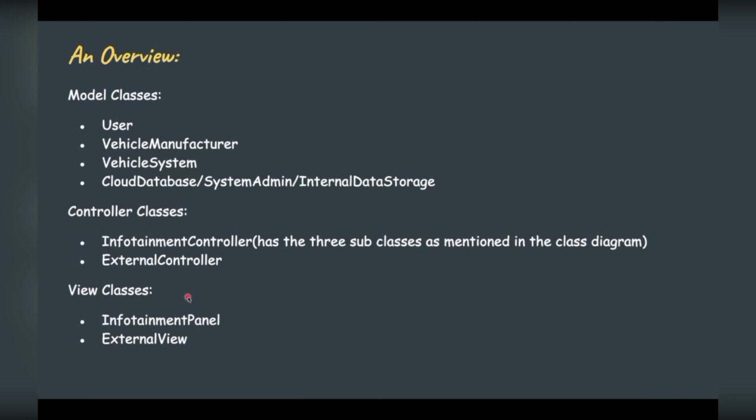Lastly, we have 2 superclasses in the view classification: the infotainment panel and external view classes, concerned with displaying the details on the infotainment screen, which is our local environment, and the external environment respectively. A detailed class diagram has been included in the next slide, so I would suggest pausing the video to take a good look.